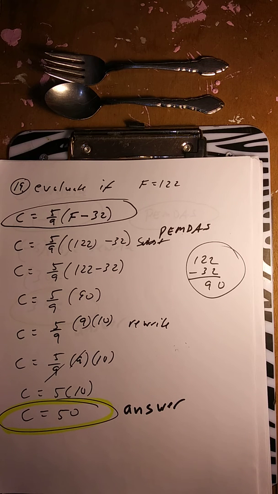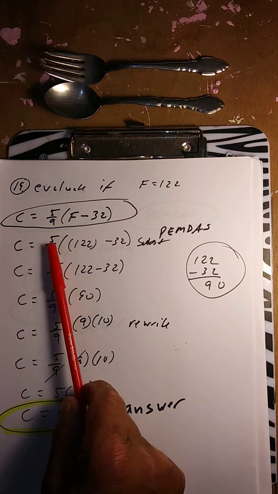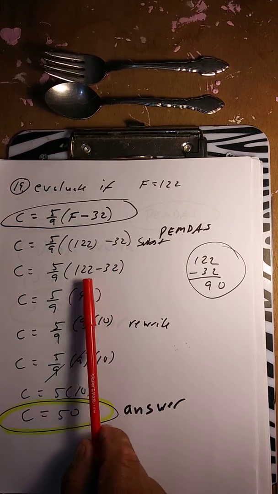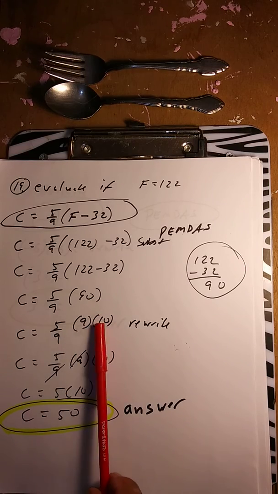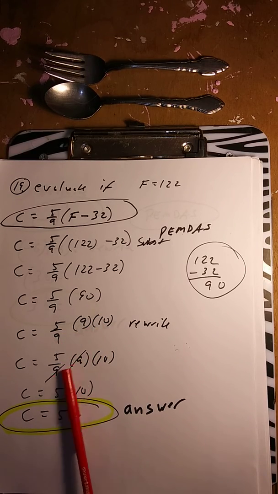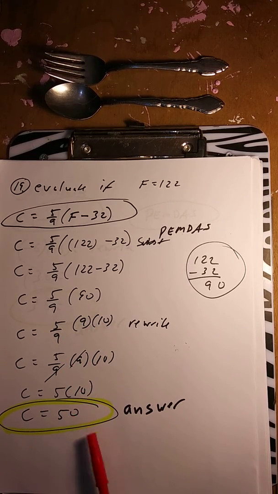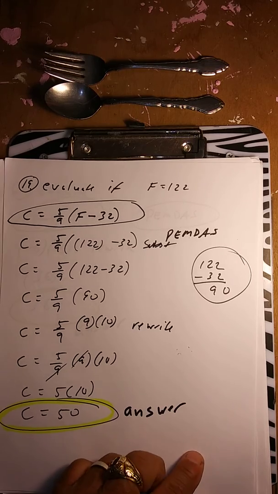Function, evaluate if f equals 122. So put it in there. So we have 5 ninths of this number, which is 90. And that's 9 times 10. And look at the 9 and 9 cancels. So we have left over 5 times 10 is 50. Yes, you can use a calculator.